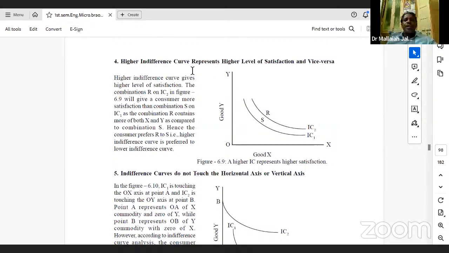Here, as I said, an indifference curve that is higher represents a higher level of satisfaction and vice versa. This first one is IC1, the second one is IC2. Indifference curve 2 is giving more satisfaction than IC1 because, as I said, we are assuming this is one of the properties. A higher indifference curve gives a higher level of satisfaction, a lower indifference curve gives a lower level of satisfaction. So IC1 gives less satisfaction than IC2, which gives a higher level of satisfaction.